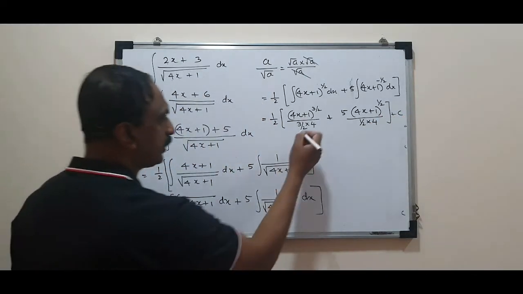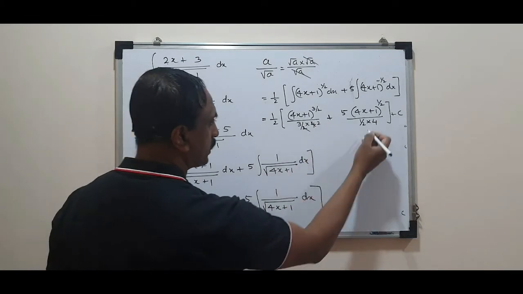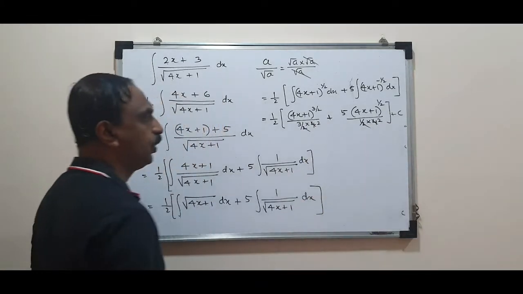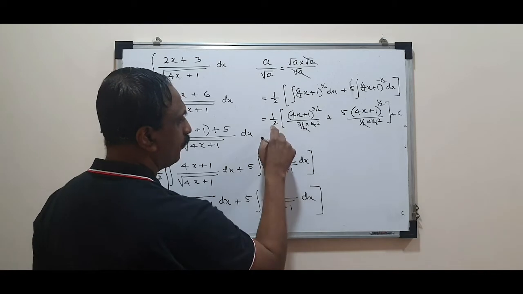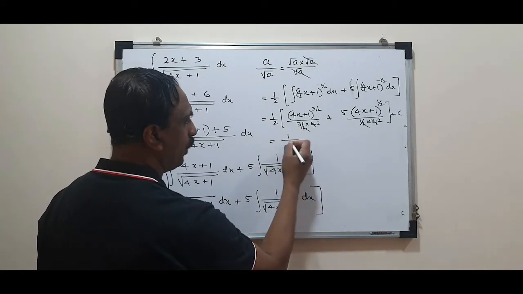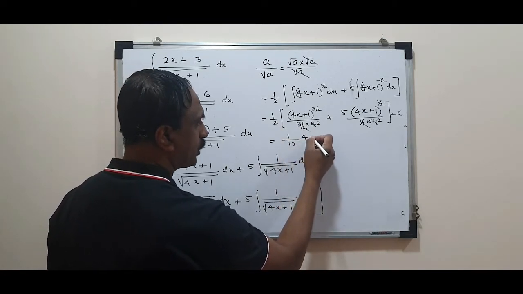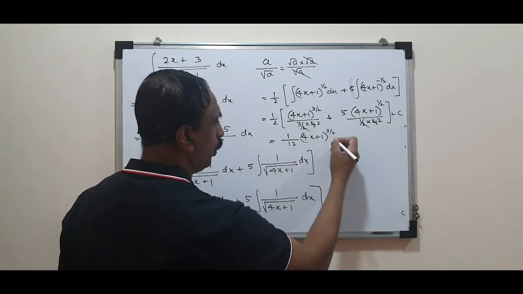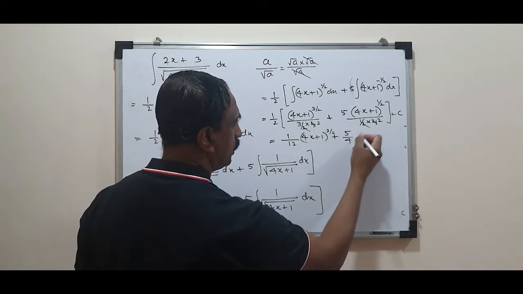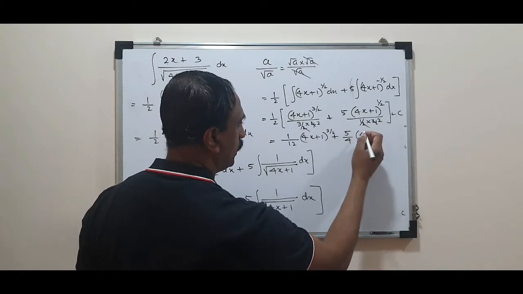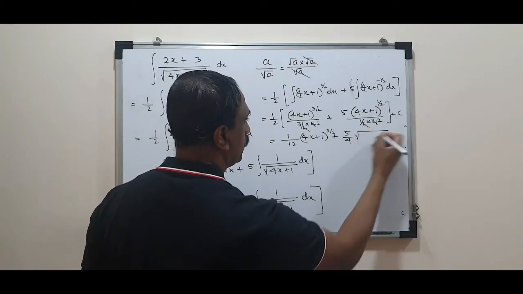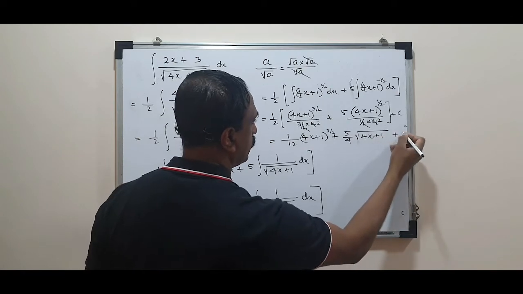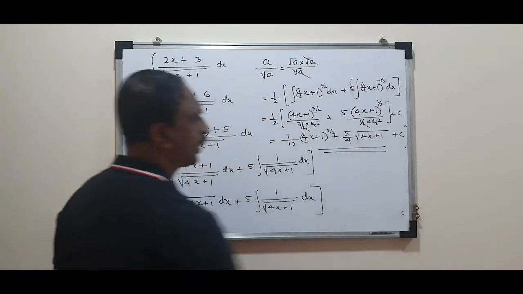Now, when we cancel this both, this becomes 6, this becomes 2. So I can open the bracket. 6 into 2, 12. So 1 by 12 (4x plus 1) raised to 3 by 2. Now 2 into 2, 4. So 5 by 4 (4x plus 1) raised to half. So you may use root of (4x plus 1) plus C. This is how you can write.